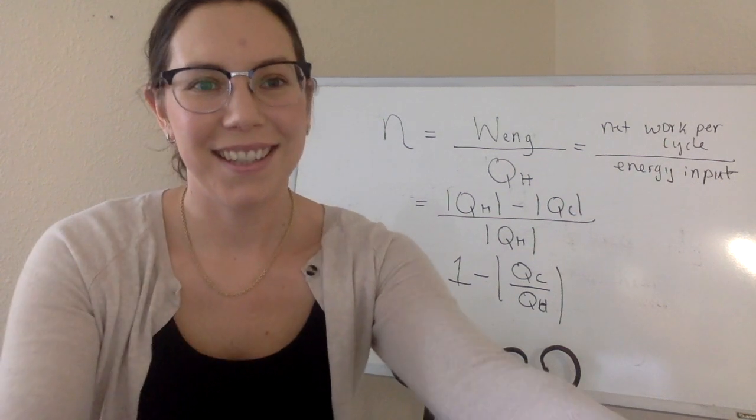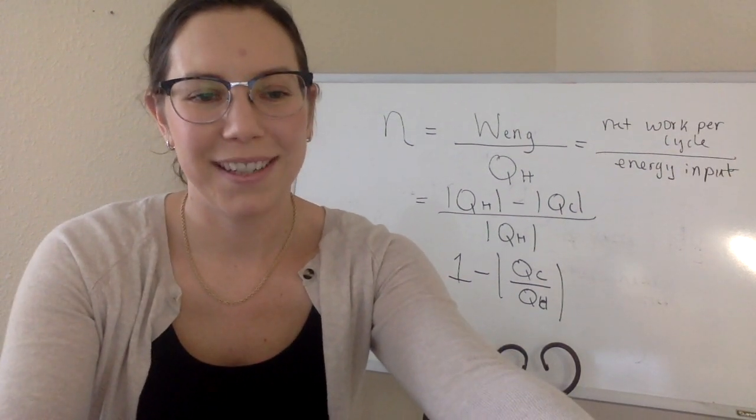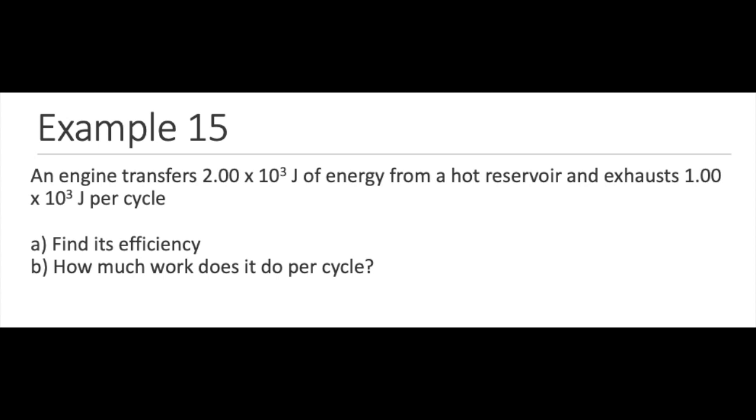Okay, so let's get started with the first example. An engine transfers 2 times 10 to the 3 joules of energy from a hot reservoir and exhausts 1 times 10 to the 3 joules per cycle. A, find its efficiency, and B, how much work does it do per cycle?